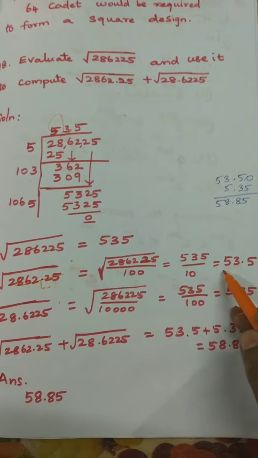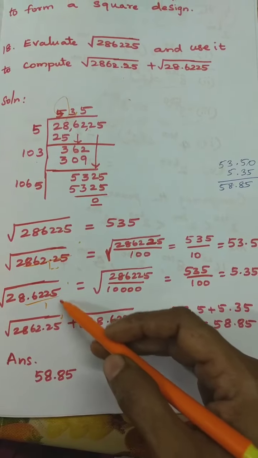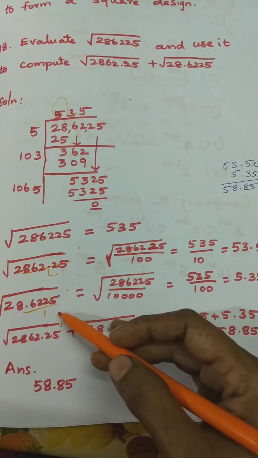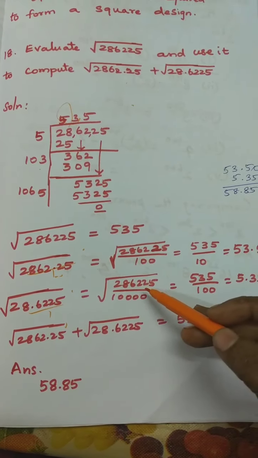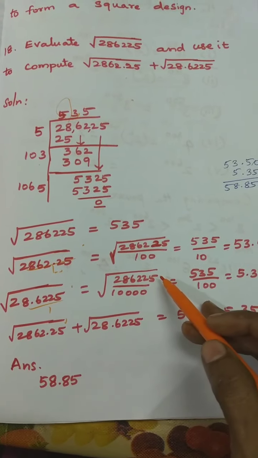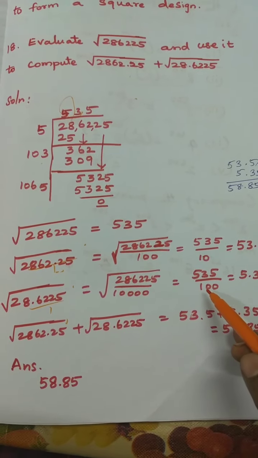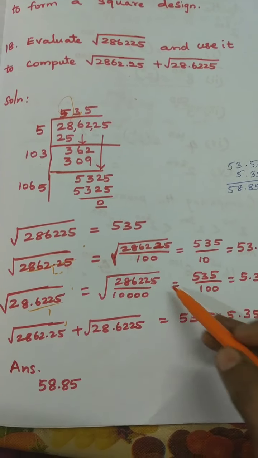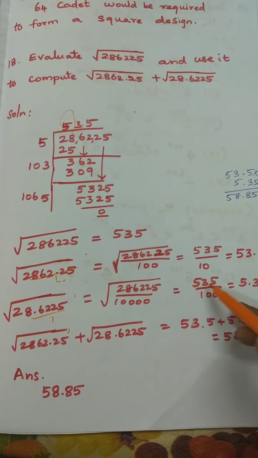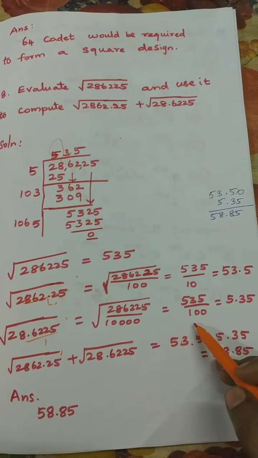Then here there are 4 digits after the decimal, so you have to multiply both numerator and denominator by 10,000. Then the numerator becomes a whole number. Then 10,000 means 100 square, so you can take 100 outside. Then the answer is 535 by 100, which is equal to 5.35.